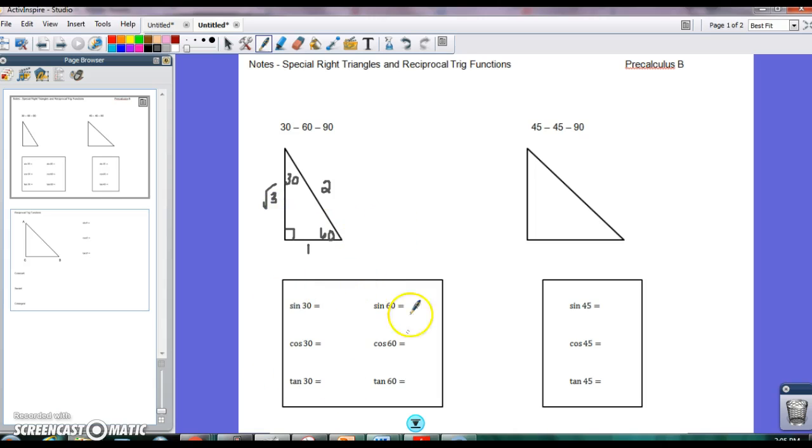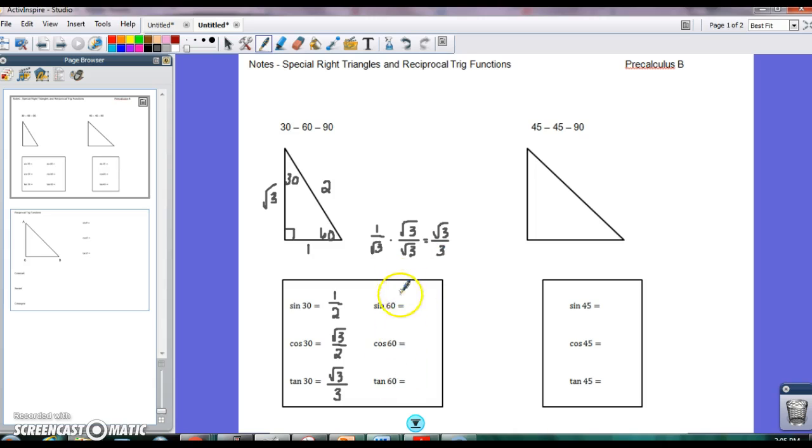So, when I'm populating this table, I can get all of my values right from my triangle. Sine of 30 is 1/2. Cosine of 30 is radical 3/2. And the tangent of 30, opposite over adjacent, is 1 over radical 3. When you rationalize that, you end up with radical 3/3. By rationalize, all I mean is multiply the top and the bottom by the radical that's in the denominator. It gives you radical 3/3.